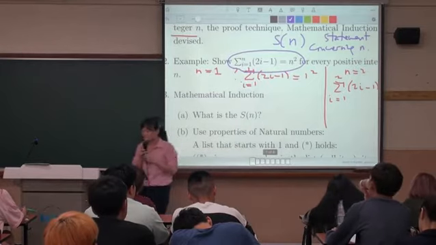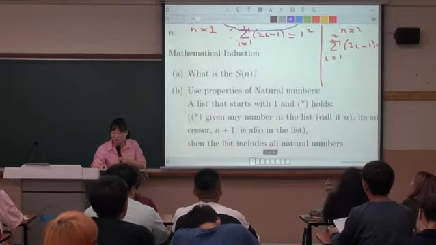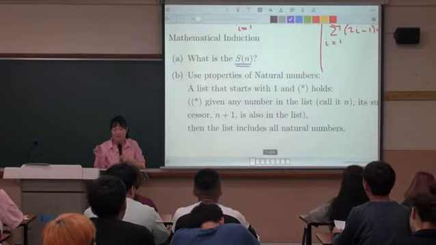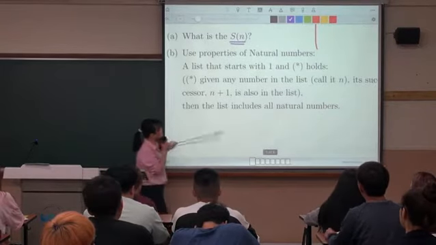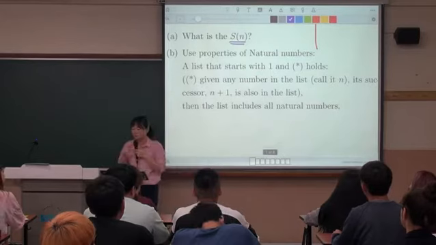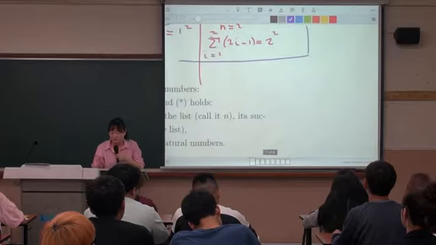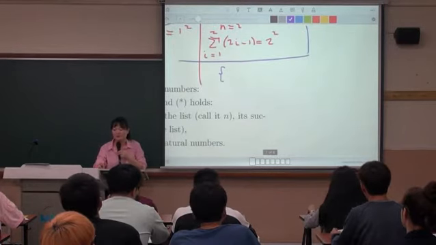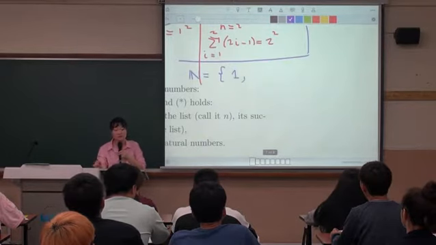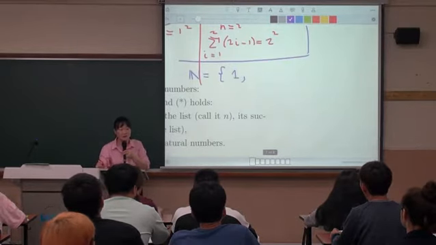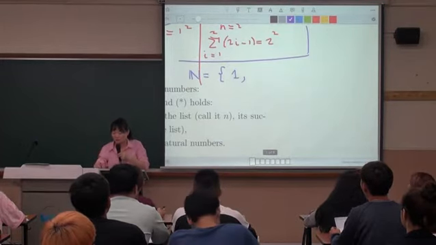So how do we show if this is true for each n? So state what S of n is. And then we're going to use the properties of natural numbers. Let's look at the properties of natural numbers. Okay? What must the natural numbers have? First, there must be 1, and if there is 1, then there must be 1 plus 1.